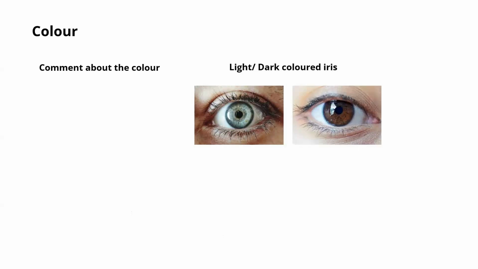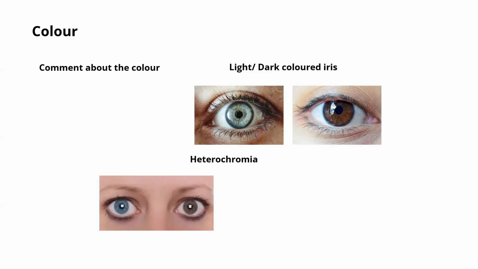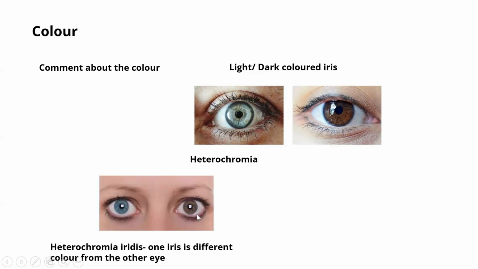Coming to the color of the iris, you'll comment about whether it's light colored or dark colored. If it's dark colored, and usually in Indians it is dark colored, you will comment as brown colored iris and stop at that. Sometimes you can see heterochromia. What is heterochromia? Difference in the color. It can be a difference in color of the iris from one eye to the other, where one eye is light colored and the other one is dark colored. This is called heterochromia iridis, where one iris is a different color from the other eye.